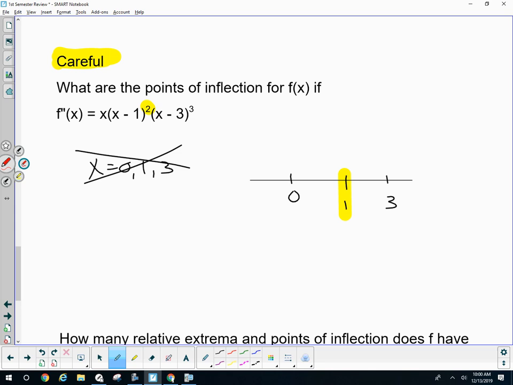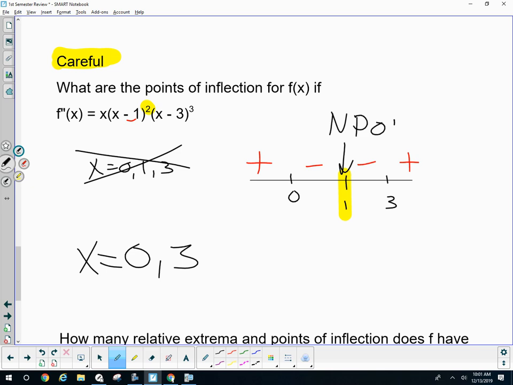Now watch, you can do a little sign test analysis. Let's plug in 4: positive, positive, positive, so we get positive. Plug in 2. That'll be a negative, that'll be a positive, positive, so that's a negative. Let's plug in 0.5. That's a negative. This will be a positive because I'm squaring. This will be a positive. So this is a negative. Plug in -1: negative, positive, negative, that's a positive. All of a sudden, the points of inflection are just at 0 and at 3. 1 is not a point of inflection because it doesn't change sign.